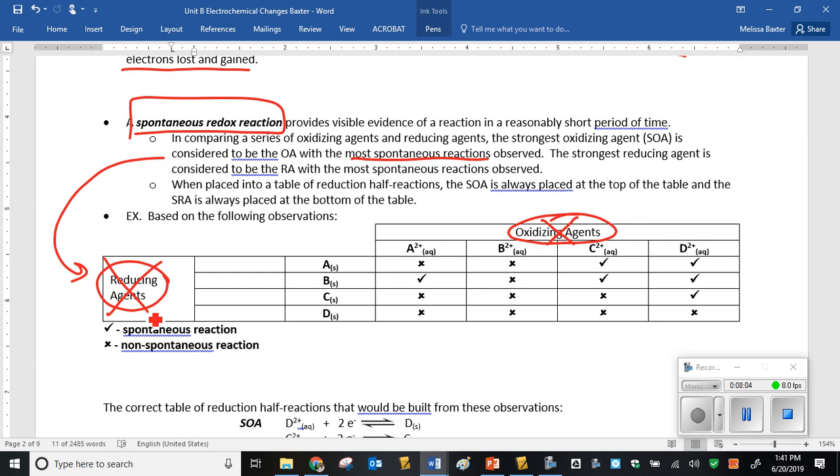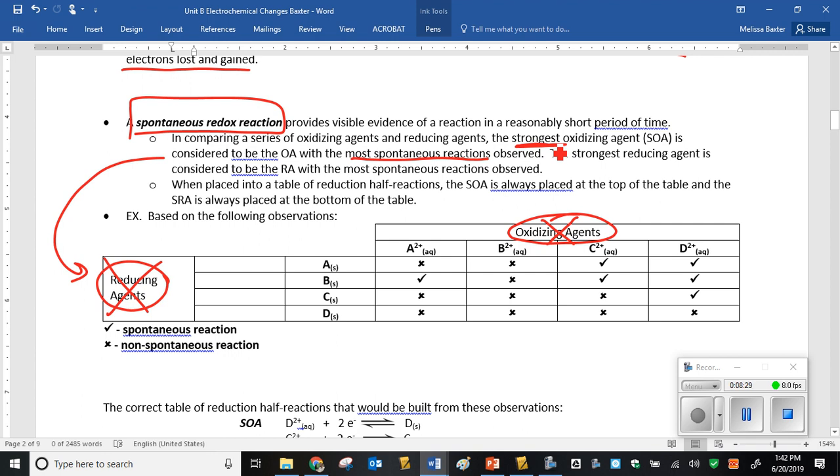If it was a multiple choice question, they would have the wrong answer be the other category. So if I asked you which ones are the oxidizing agents, A solid, B solid, C solid, D solid, they would be one of the wrong answers so that you for sure had to pick the right category. But then, what is the strongest of them? You do that by counting reactions.